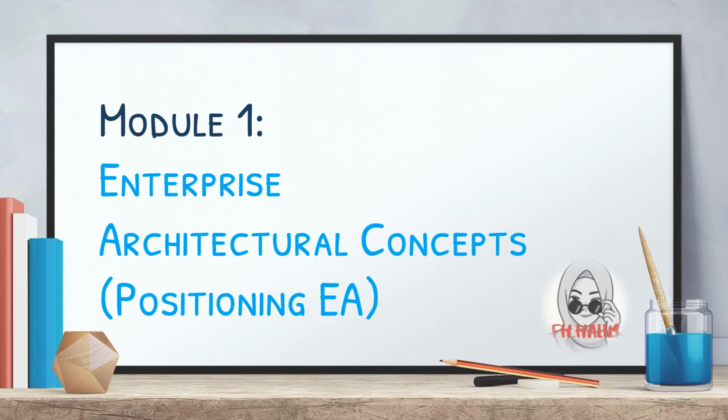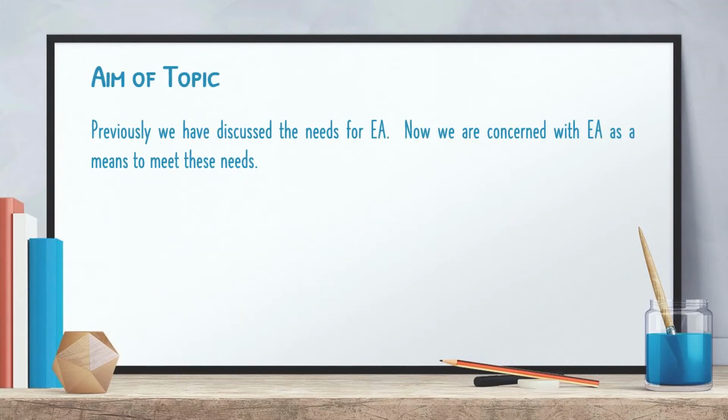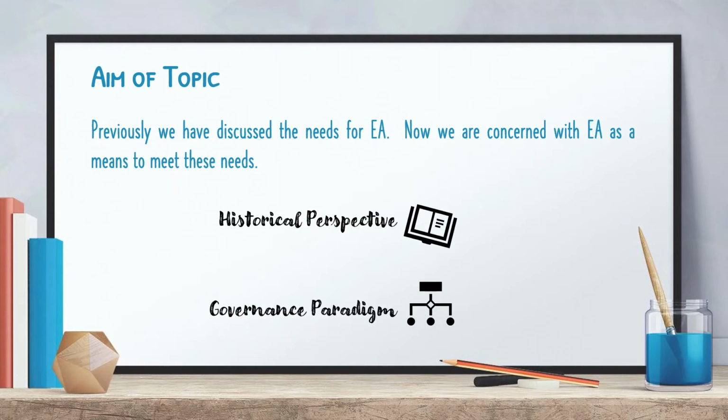We are still in module 1. So our topic today is positioning EA. In the previous lecture, we discussed the need for EA. So now we are concerned with EA as a means to meet these needs. Therefore, in this video, we are going to discuss the historical perspective and governance paradigm.